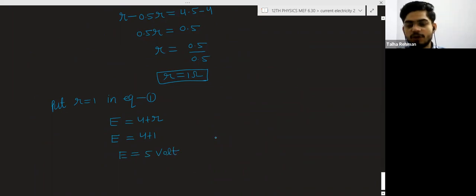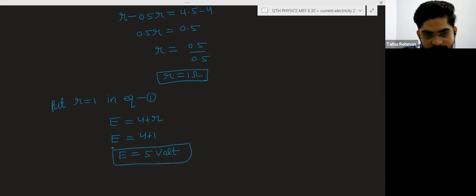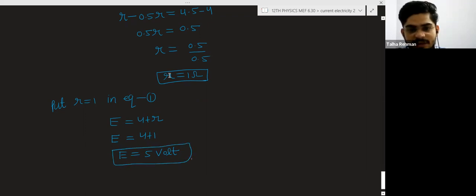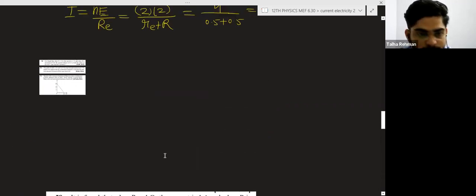The unit of EMF is the potential difference, the maximum potential difference. So the unit of voltage or potential difference is volt. So this is your final answer. It means we have found the value of two variables, internal resistance and the EMF. Okay, so this is the first question.